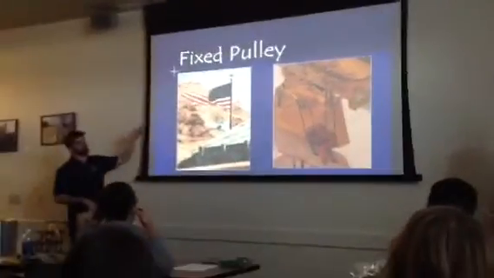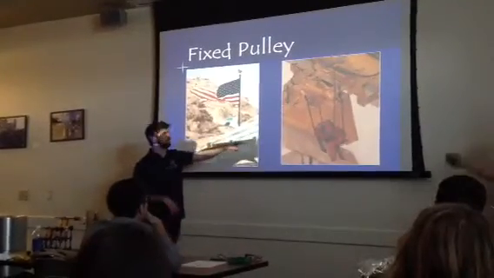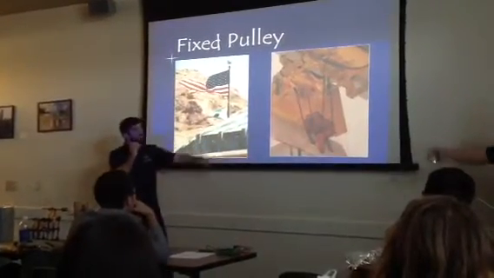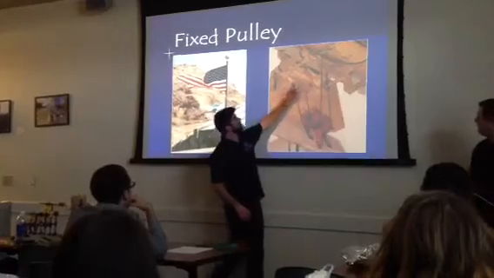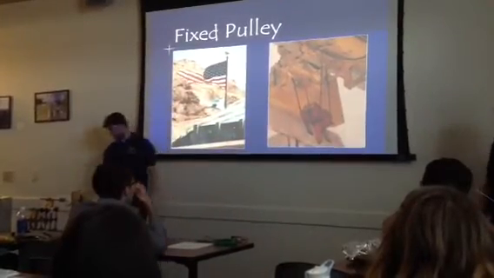Examples: flagpole. I don't know why we have block and tackle there. There's a fixed pulley at the top. That's probably why we have block and tackle.